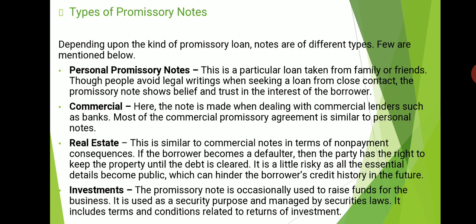The third one is real estate. This is similar to commercial notes in terms of non-payment consequences. If the borrower becomes a defaulter, then the party has the right to keep the property until the debt is cleared. It is a little risky as all the essential details become public, which can hinder the borrower's credit history in the future.